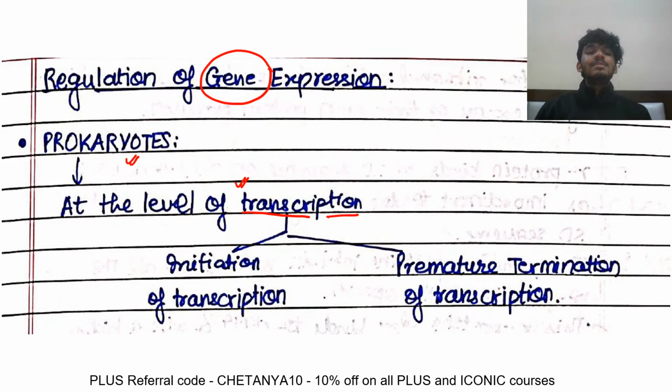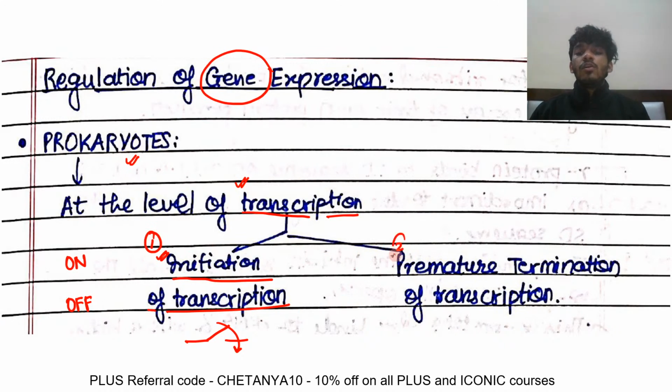One way to regulate is that you control the initiation of transcription, that is, when does transcription start and when does it not start. So this is like an on and off switch. You can control whether you have to turn the switch on or keep it off, right? The second way of regulating it is premature termination of transcription.